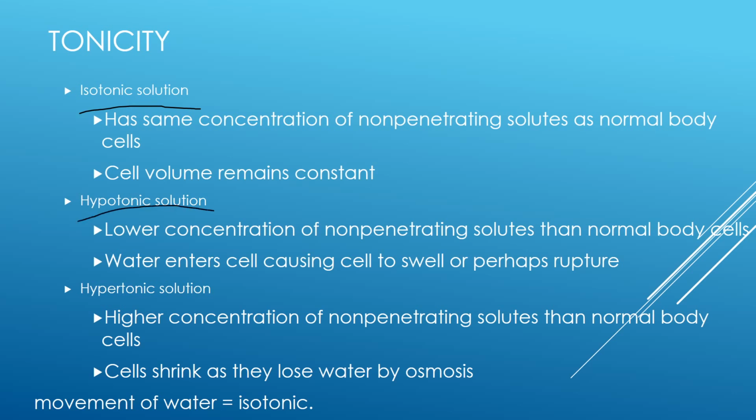A hypotonic solution will have lower concentrations of non-penetrating solutes than normal body cells. And so this will cause water to enter the cell, causing it to swell or sometimes to rupture. So hypotonic refers to the concentration of solutes, a low solute concentration. Okay? Hypertonic solution means that there is a higher concentration of non-penetrating solutes than normal, and so we'll have less water, and so the cells are going to shrink as they lose water by osmosis.